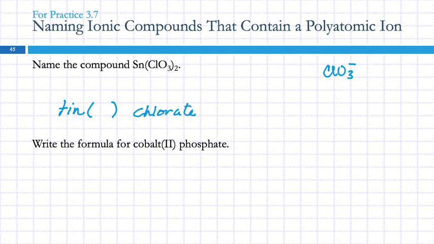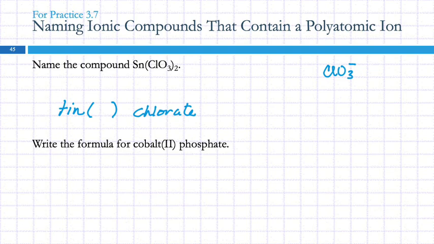So you can kind of cut it down to only a few possibilities, right? Could be chlorite, hypochlorate, or hypochlorite or perchlorate. It's got to be one of those 4, right? This is definitely not carbonate. This doesn't have carbon in it. Okay, so that's chlorate.